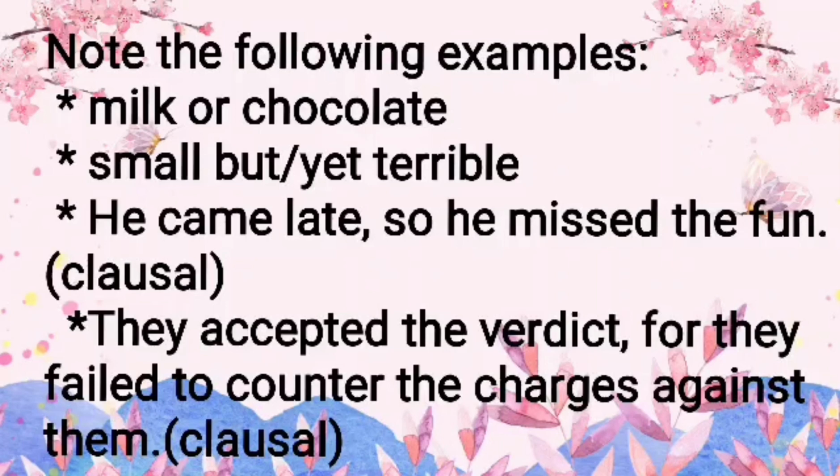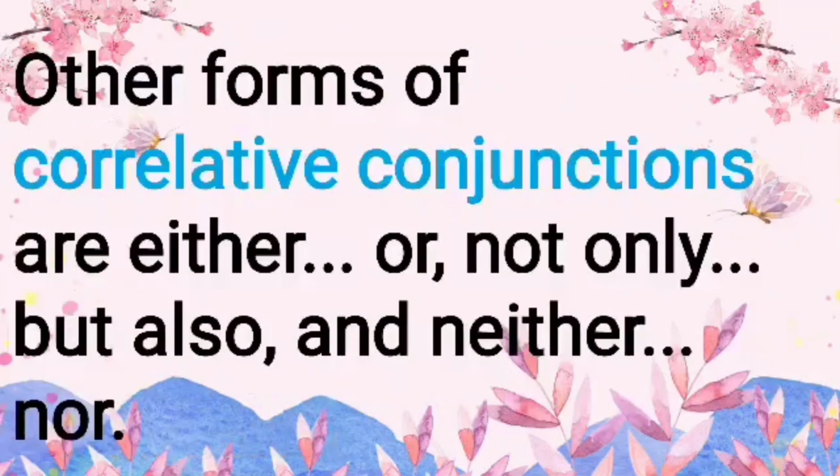When we say independent clause, it is a complete sentence that has a subject and verb. It is easy to understand the thought of the sentence, while a dependent clause is sometimes not easy to understand, or it is not complete. So next, the other forms: correlative conjunctions.